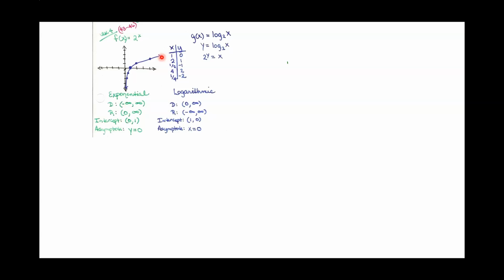Now, there are 2 landmarks that we're going to use for a logarithmic. That's going to be an x-intercept of 1 and a vertical asymptote at 0. Now, we said that exponentials and logarithmics were inverses of each other, so they should reflect in the line y equals x. Also, you'll notice that this is x equals 2 to the y, and this is y equals 2 to the x.